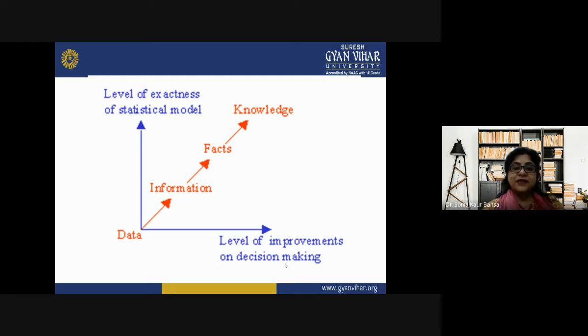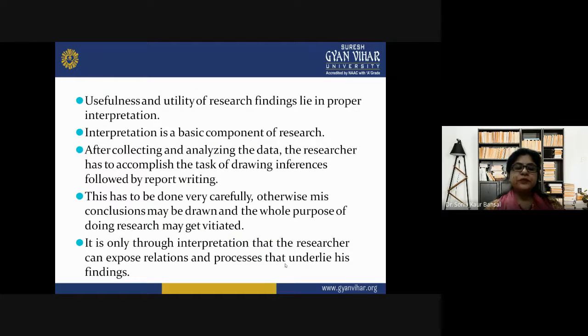Level of exactness of the statistical model, level of improvement in decision making. How it all works together, you can see through this diagram. I hope it is clear to you. Now, let us understand some basic things related to data interpretation. The usefulness and utility of research findings, students, lie in proper interpretation.